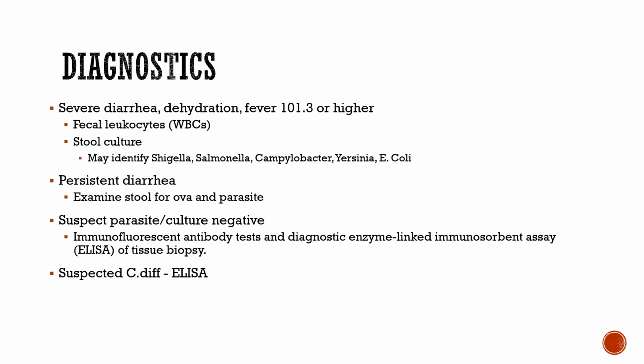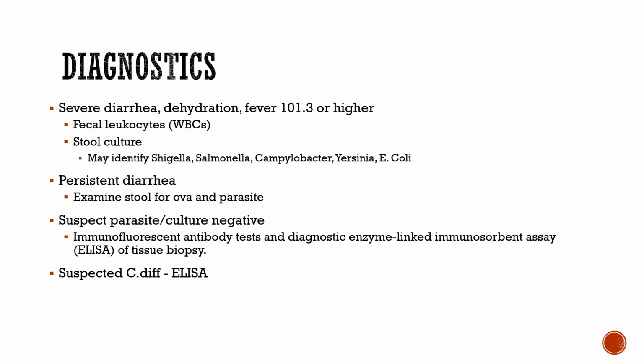If the stool culture is negative, but the person has persistent diarrhea, you can actually order a stool to examine for ova and parasites. Ova are eggs. So suspect parasites if the culture is negative. Another test that can be ordered is immunofluorescent antibody testing and diagnostic enzyme-linked immunoabsorbent assay, or ELISA for short. And this will help identify Giardia and Cryptosporidium. None of these have to be memorized.